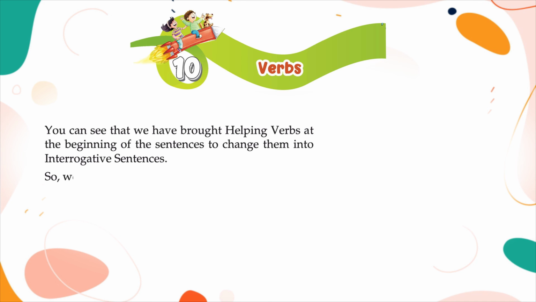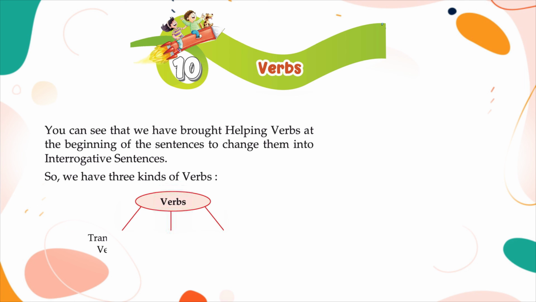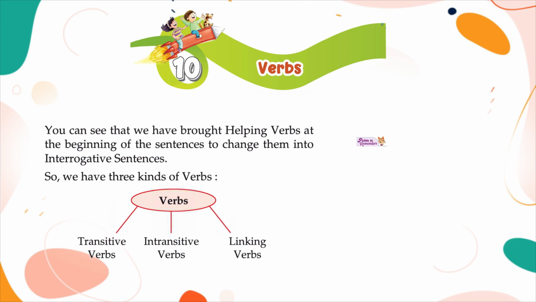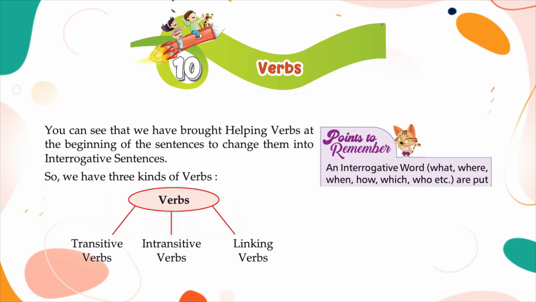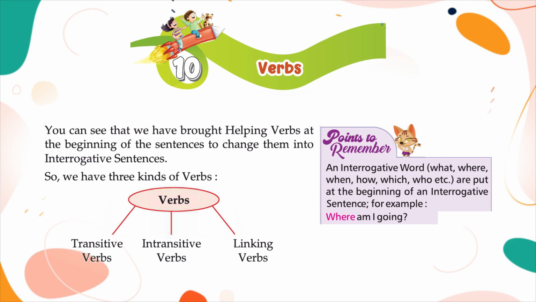So, we have three kinds of verbs: transitive verbs, intransitive verbs, linking verbs. Points to remember. An interrogative word, what, where, when, how, which, who, etc., is put at the beginning of an interrogative sentence. For example, where am I going? When has she finished her work?